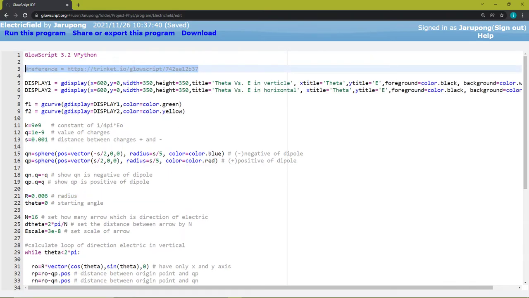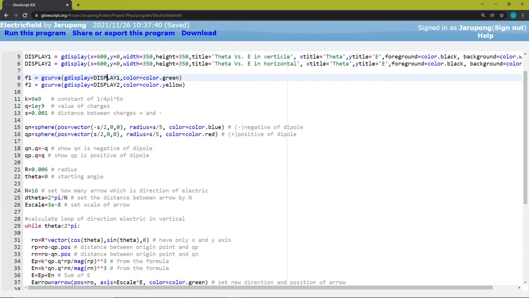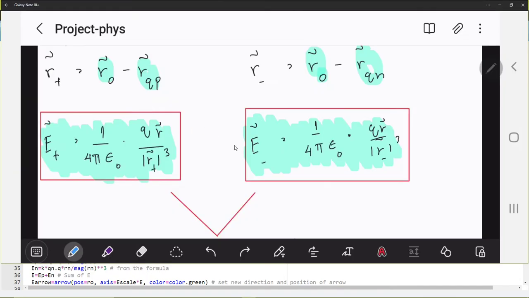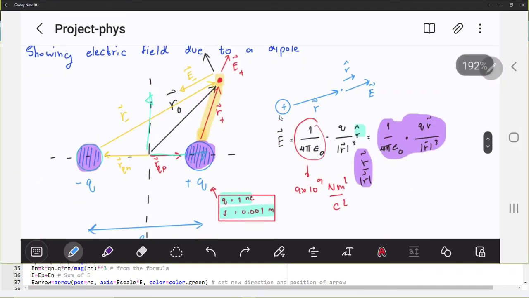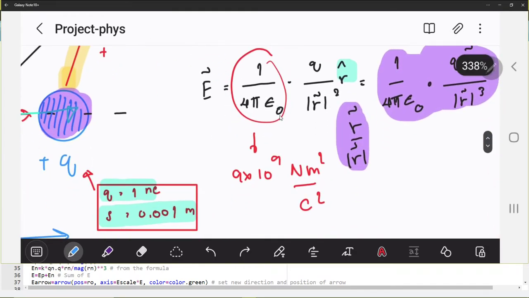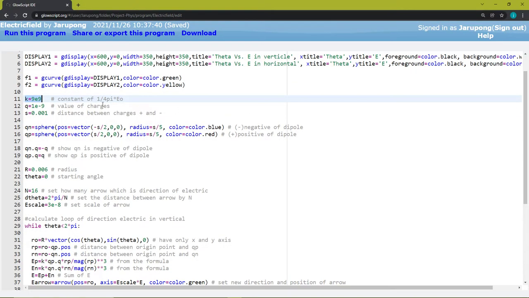Okay, this one is to set the graph, don't worry. Okay, K. What is K? Okay, I forgot to tell you. K is 1 over 4 pi epsilon naught, the constant. You have to remember this one: 9 times 10 power 9. Okay, as you can see.